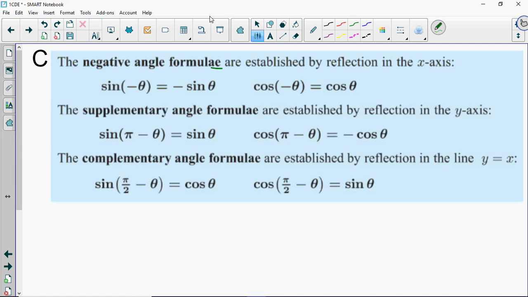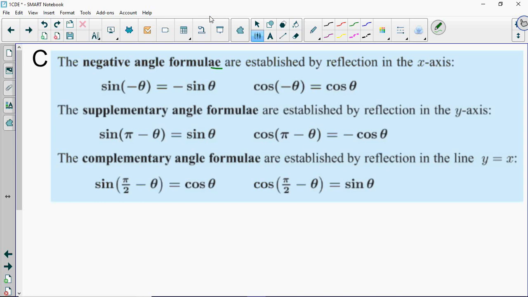So for the first one, for the negative angle formulas, once we get through chapter 6, we'll have an understanding of what odd and even functions are. We haven't talked about them yet in this course, but we'll know then that sine is an odd function and cosine is an even function, in which case the negative angle formulas are totally obvious. But if you don't know odd and even functions yet, then we need to have another way to get these.